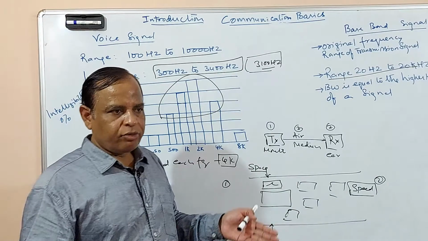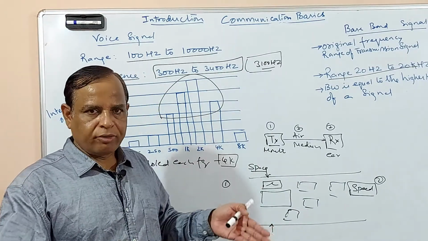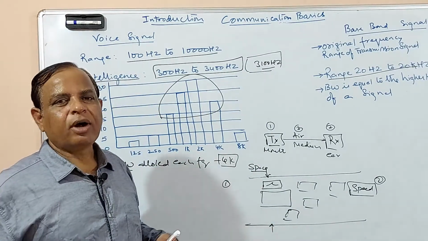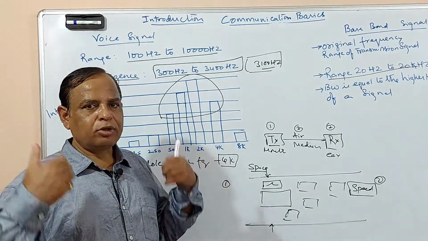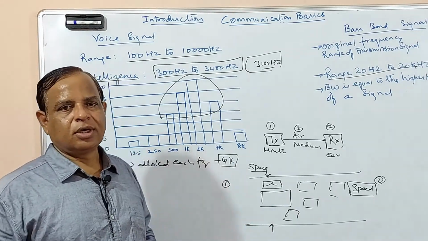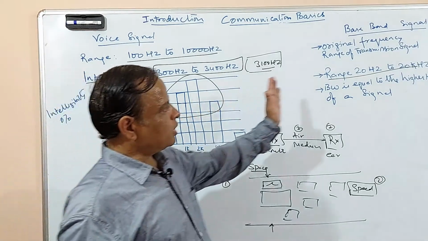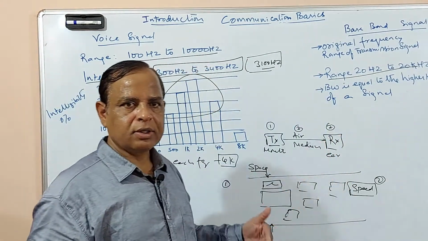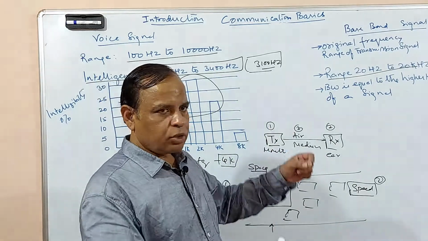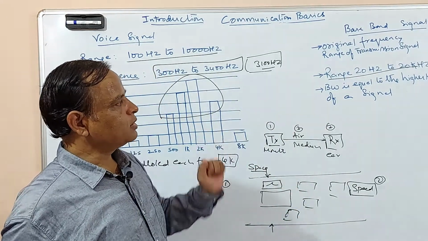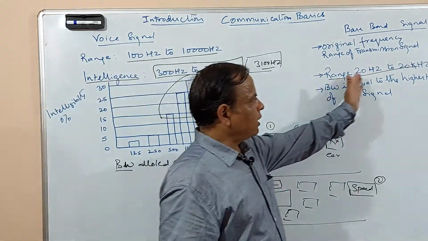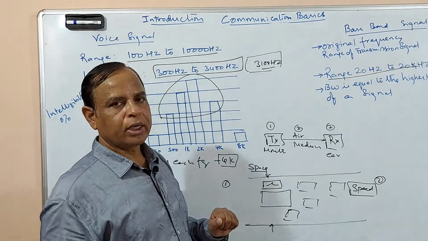Naturally, see what all the frequencies, what all the intelligence means frequencies are being generated, it is for our purpose. You are generating, and if you are unable to listen, then what is the use? So see, it is something like that. What all the useful frequencies which have been originally generated are all in the range of the baseband. They are called a baseband signal, and its range lies between 20 hertz to 20 kilohertz.